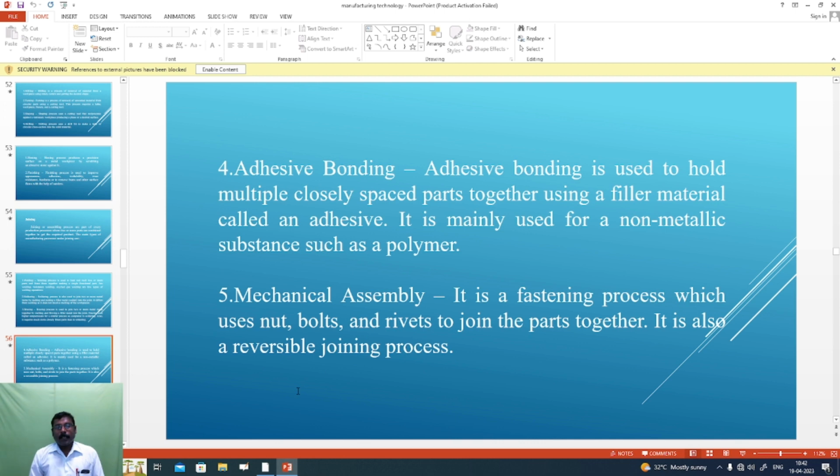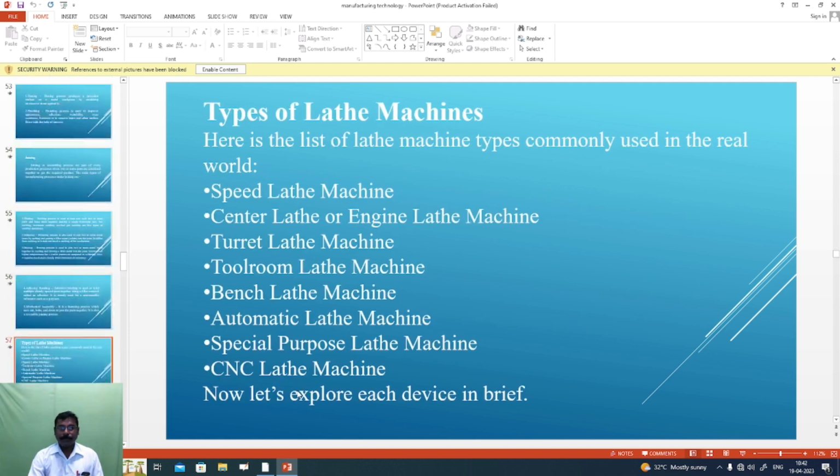Then adhesive bonding. Adhesive bonding is used to hold multiple closely spaced parts together using a filler material called an adhesive. It is mainly used for non-metallic substances such as polymers. Then mechanical assembly. It is a fastening process which uses nuts, bolts and rivets to join the parts together. It is also a reversible joining process.